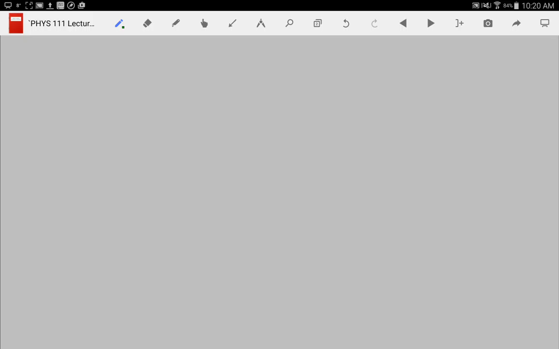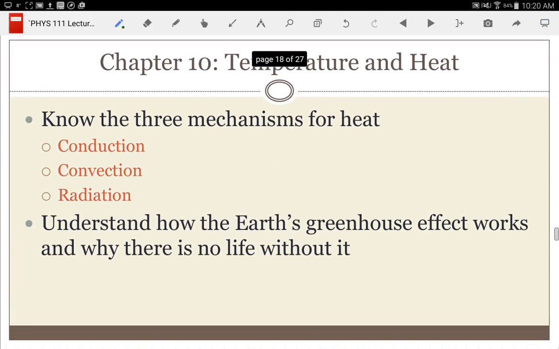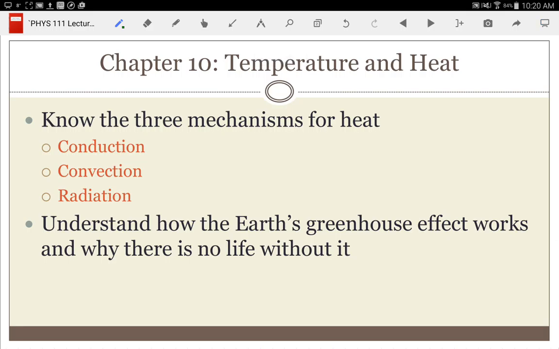I'll stop with this slide here since we are out of time. It's 10:20 right now. Make sure you know the three mechanisms for heat: conduction, convection, radiation. Remember the heat engines such as Tyler showed us for his demonstration. And then we have the recent stuff after that.